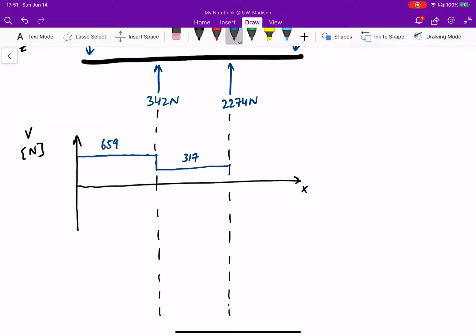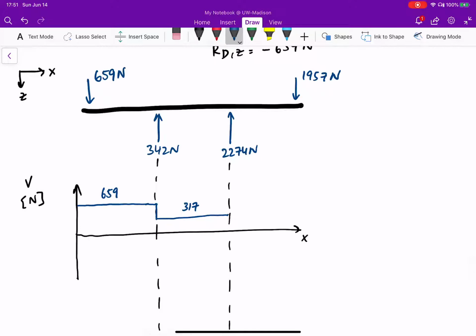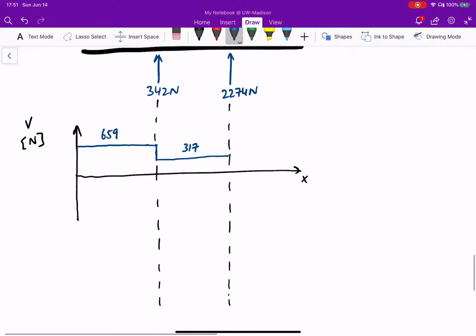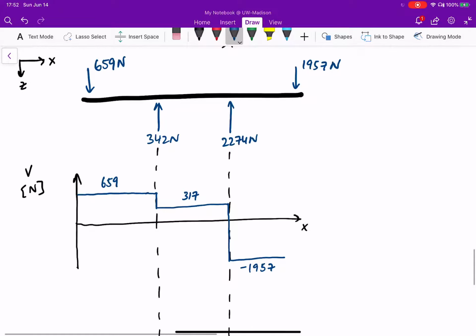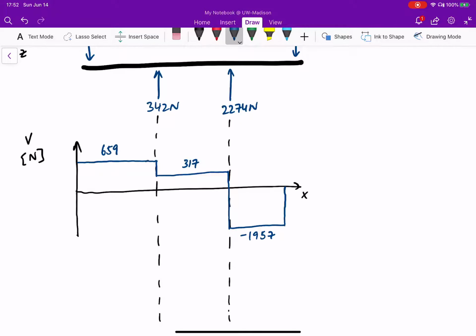And then I go in the negative Z again by 2274, which means I subtract 2274 from 317, which takes me down to negative 1957. And that makes sense because then I get propagated upwards or displaced by 1957 due to that force at the end at C. So this is the shear diagram for the XZ plane.